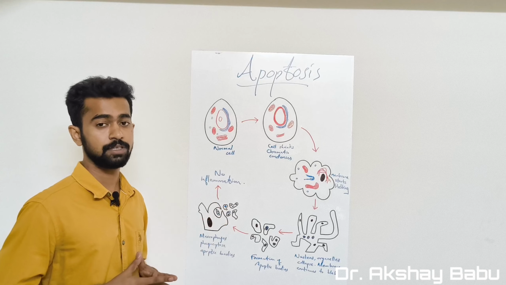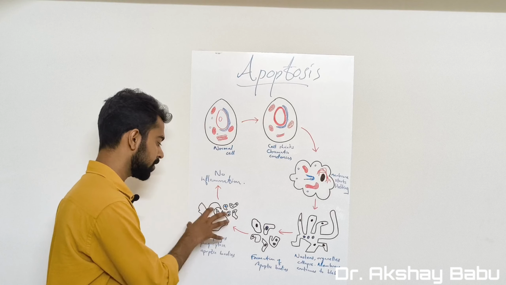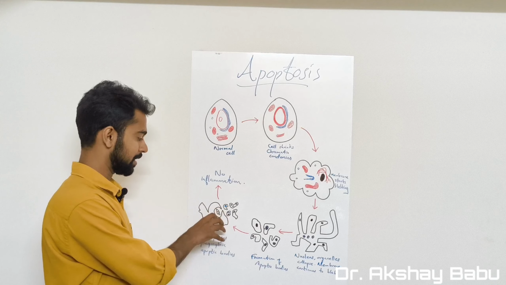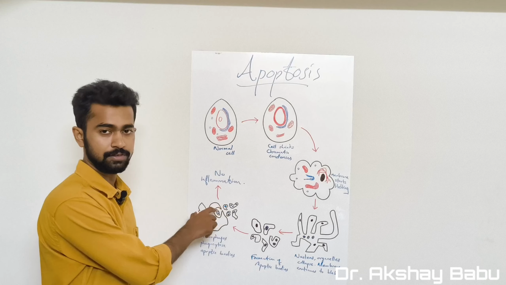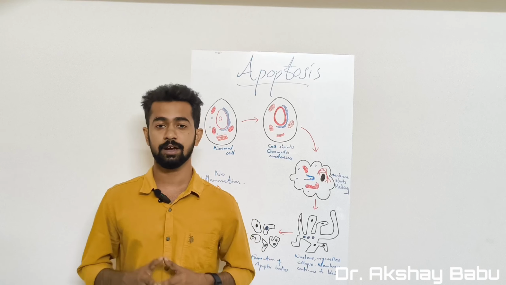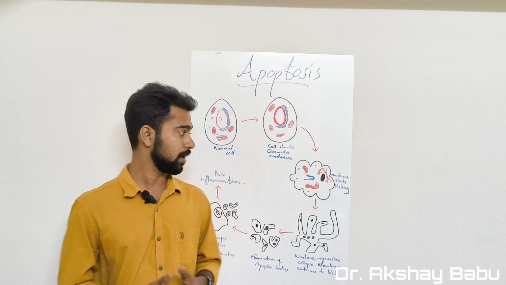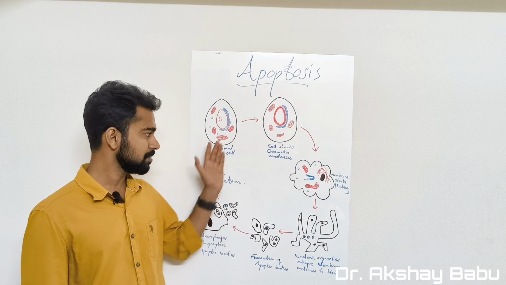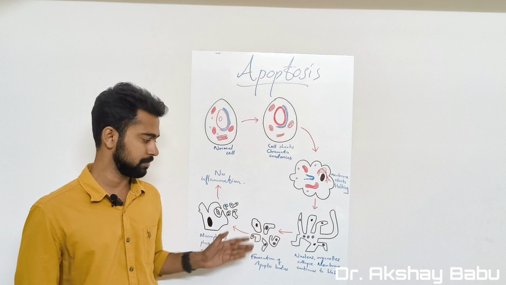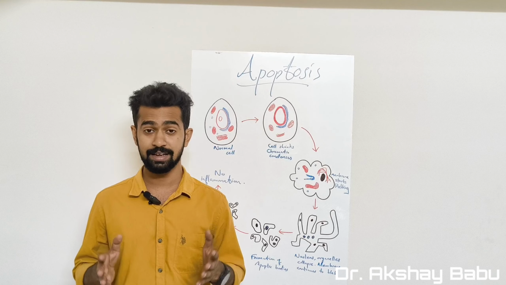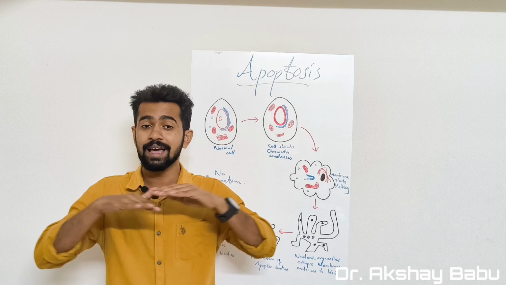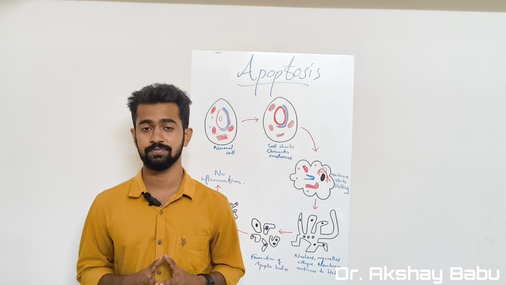After the formation of these apoptotic bodies, you can see these neighboring phagocytic cells getting attached over to these apoptotic cell bodies. So what's the difference between necrosis and apoptosis? In apoptosis, as you have seen, programmed cell death has occurred. Whereas in necrosis, no programmed cell death occurs.